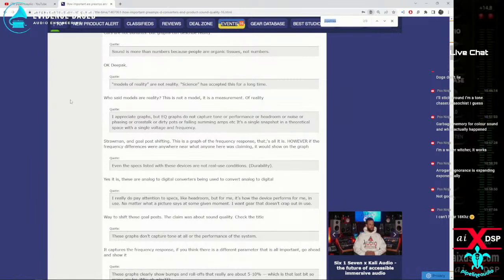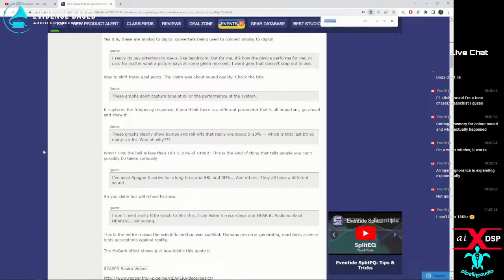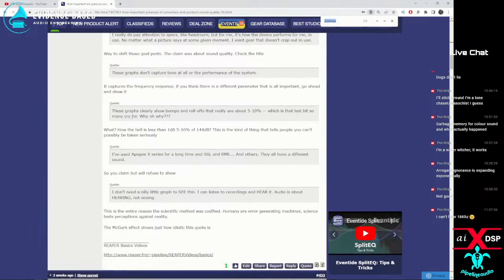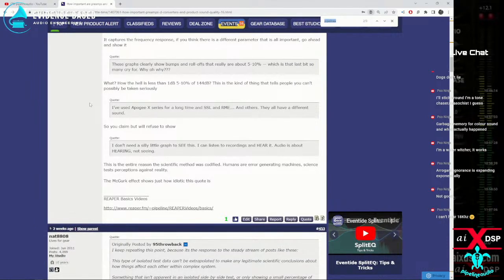Check the title. He says, these graphs don't capture the tone at all or the performance of the system. And I say, it captures the frequency response. If you think there is a different parameter that is all important, go ahead and show it. Again, they're not going to show crap. So he says, these graphs clearly show bumps and roll-offs that are really about 5 to 10%, which is that last bit so many cry for.